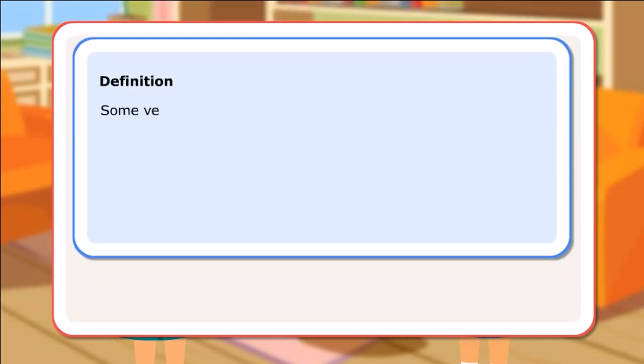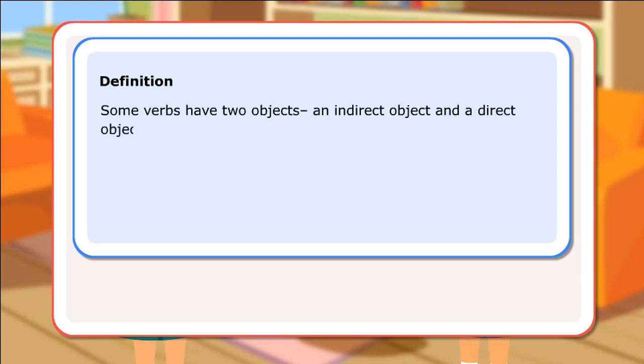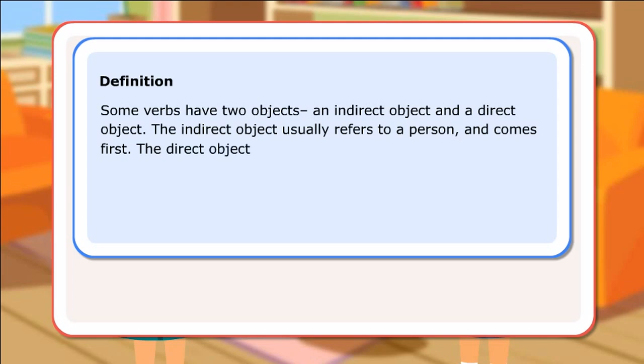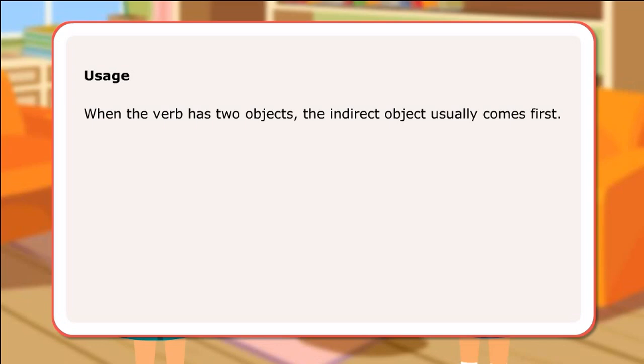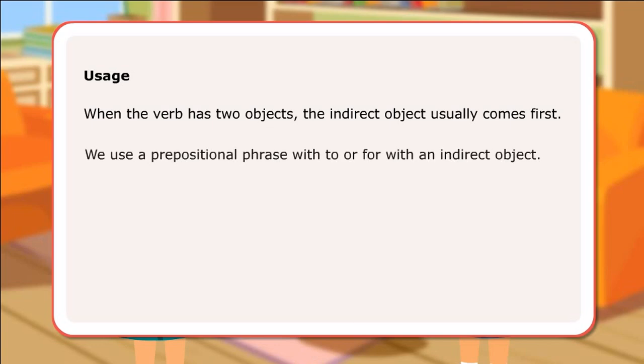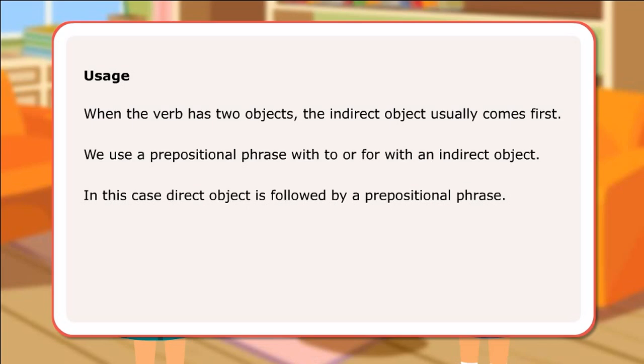Definition. Some verbs have two objects, an indirect object and a direct object. The indirect object usually refers to a person and comes first. The direct object is usually the name of something. Usage. When the verb has two objects, the indirect object usually comes first. We use a prepositional phrase with to or for with an indirect object. In this case, the direct object is followed by a prepositional phrase.